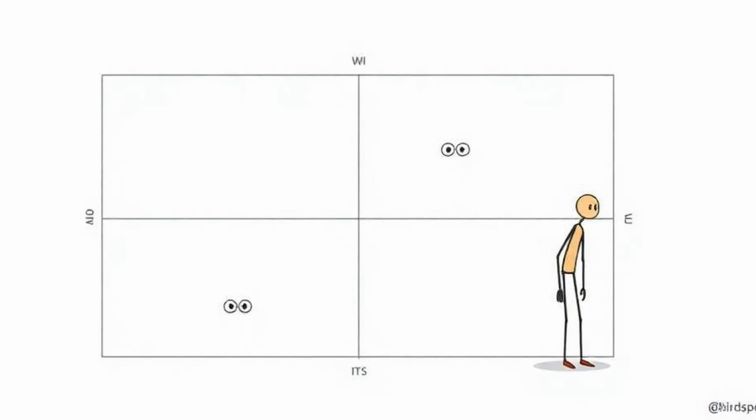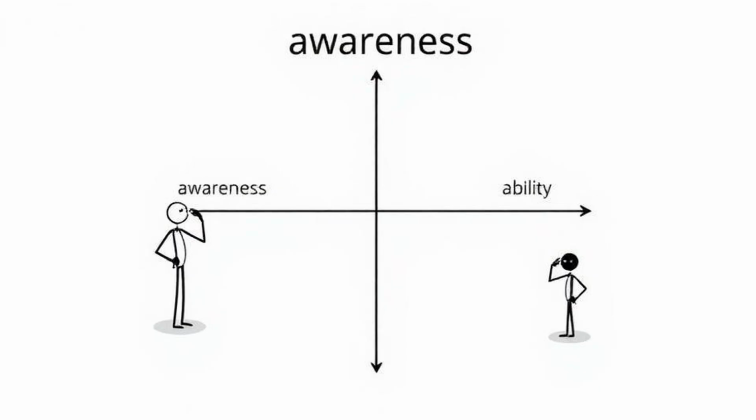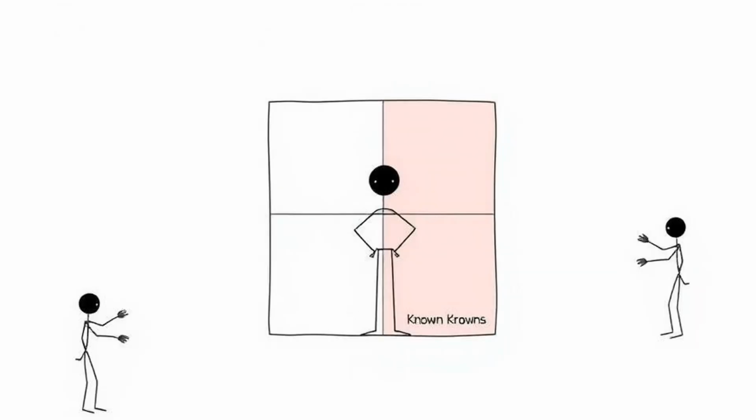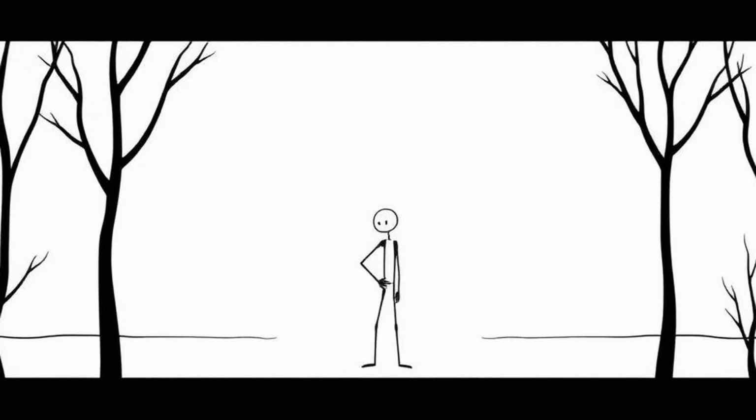To understand this framework, we must first establish the central conceptual tool, the blind spot matrix. This matrix maps the learner's relationship with knowledge across two dimensions, awareness and ability. The vertical axis represents awareness, knowing that something exists. The horizontal axis represents ability, knowing how to execute it. Quadrant 1 contains the known knowns. These are the skills the learner is aware of and proficient in. This is the goal state.